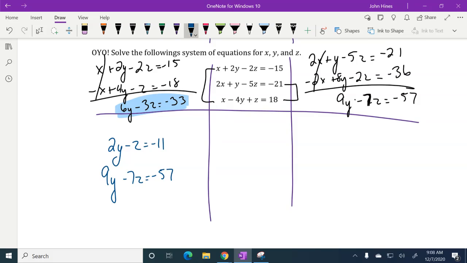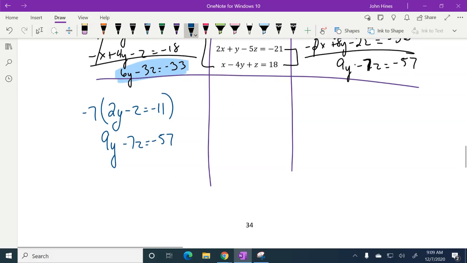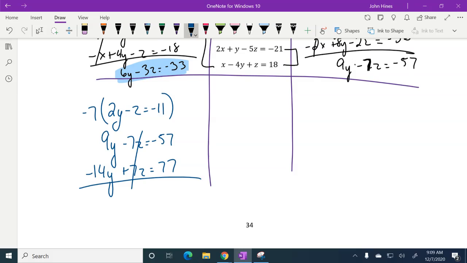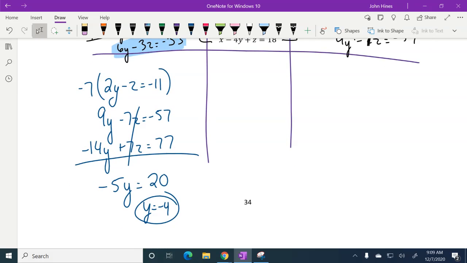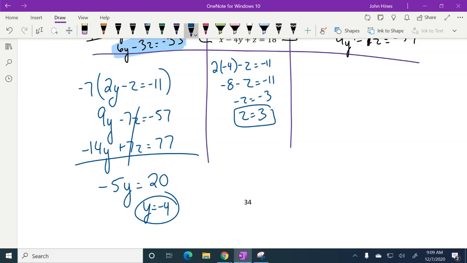Part of me thinks I have a mistake somewhere in here, and that's just embarrassing. I'm going to multiply that by negative 7. So negative 14y plus 7z equals positive 77. Fingers crossed here that things work out nicely. They do. Y equals negative 4. I've got to plug that back in. 2 times negative 4 minus z equals negative 11. Negative z equals negative 3, so z equals 3.